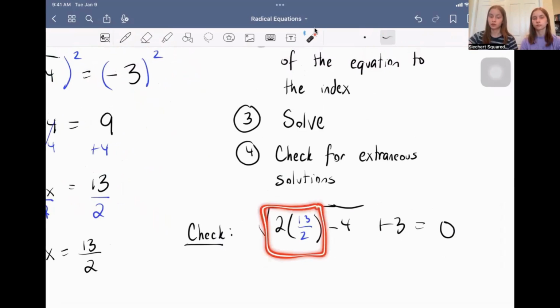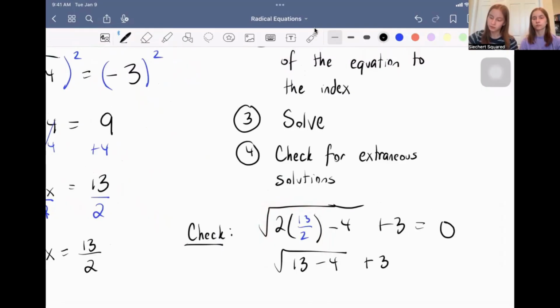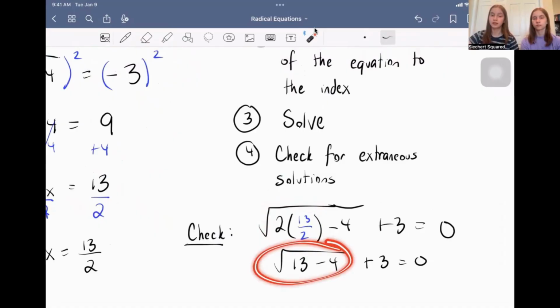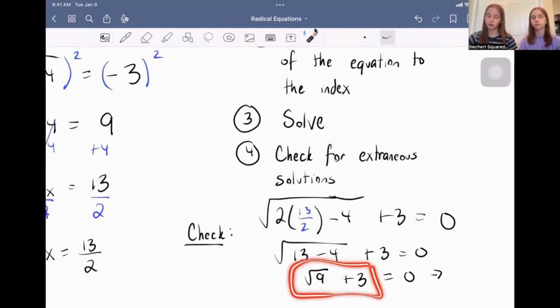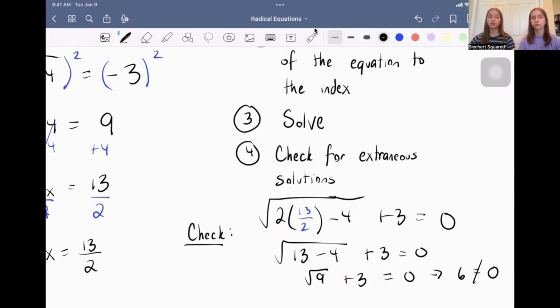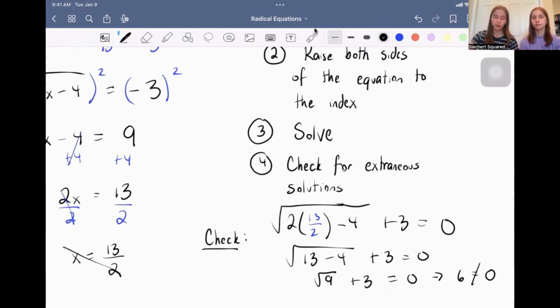Now, 2 times 13 over 2 is just 13. So I have the square root of 13 minus 4, plus 3 equals 0. If I keep going, the square root of 13 minus 4 gives me the square root of 9, plus 3 equals 0. The square root of 9 is just 3, so on the left side that gets you 3 plus 3. That would be 6 equals 0, and that's not true. So actually, this one was an extraneous solution. We are going to reject our solution, and your answer would just be no solution.